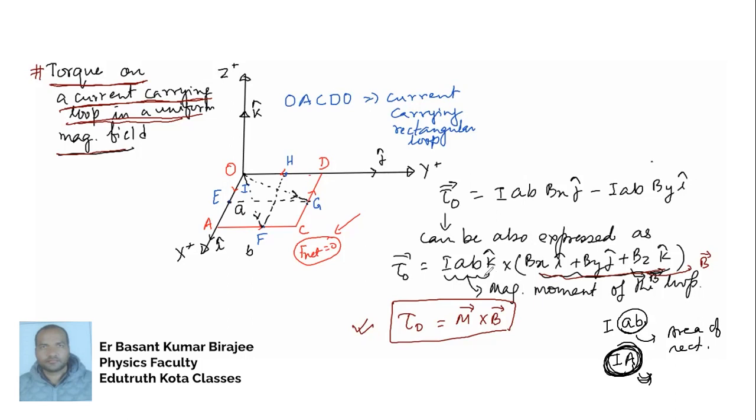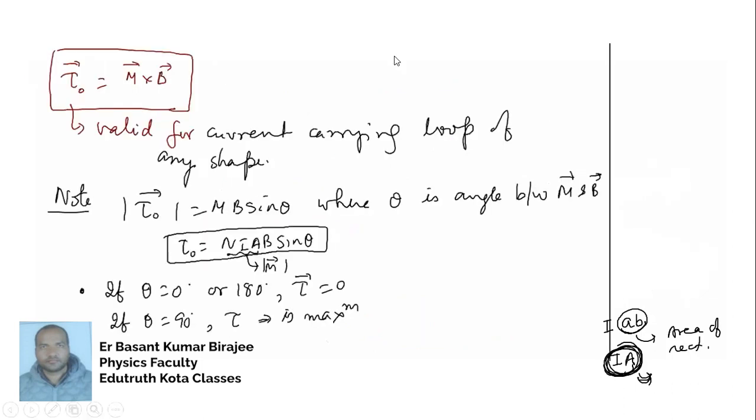So this IAB K is representing the magnetic moment of your current carrying loop, and B is the uniform magnetic field in which your loop is located. So this might be clear. Is it clear now? Now let's move to another slide and see.